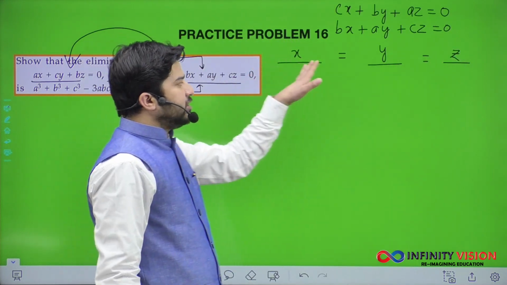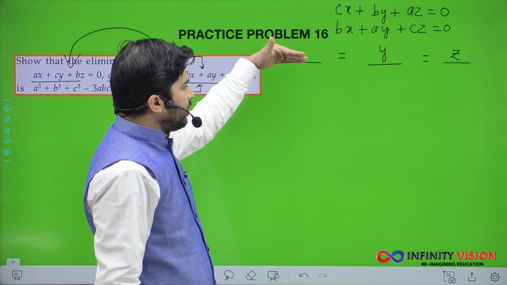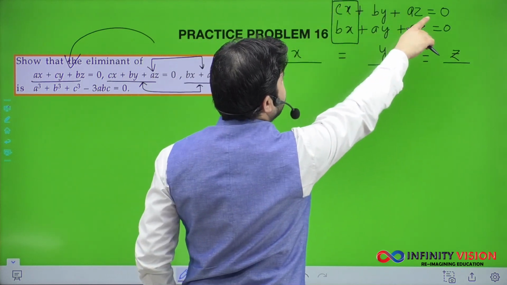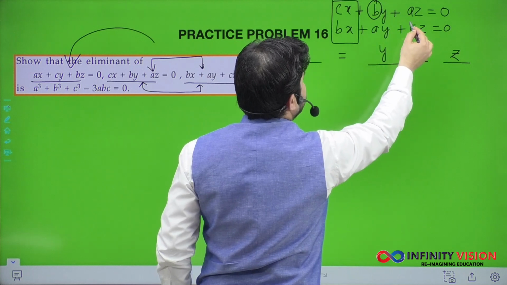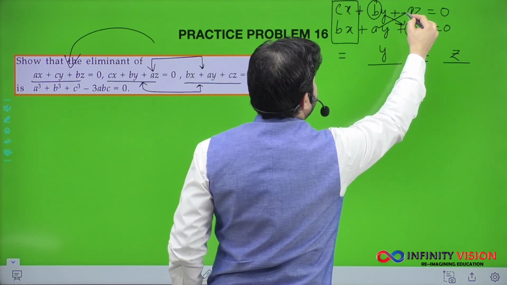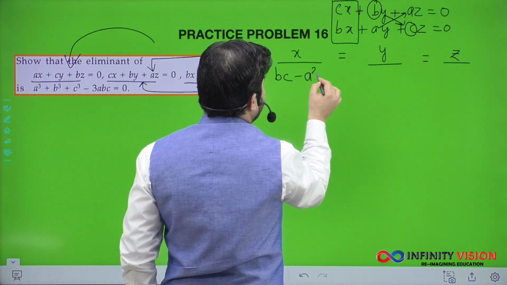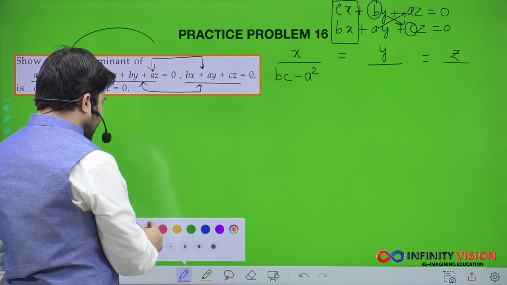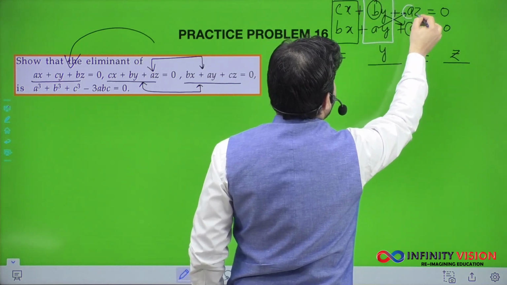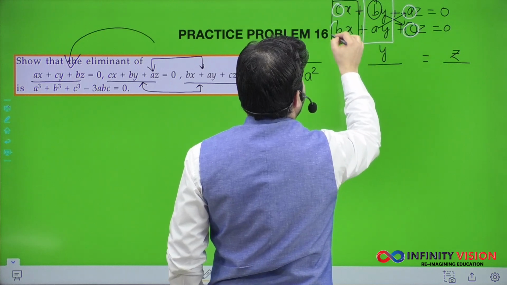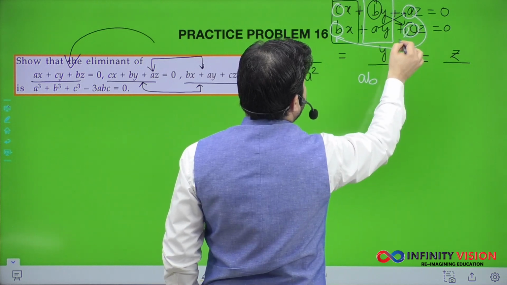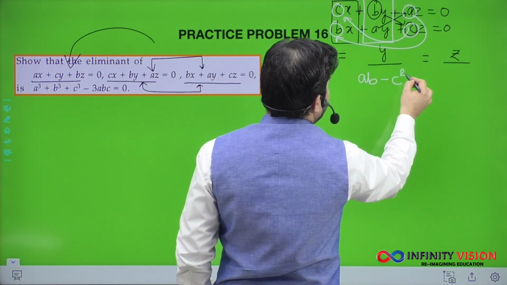Now, the constant which you have to write below x, you have to hide these two terms, and then you have to see what constants you have. You have b here and c here. So you multiply b into c, that is going to be bc, and minus a square. Now when you are going to write the constant below y, you're going to hide y here. You see you have a, c, c, b. So a will go with b, so you're going to write ab, and c would go with c, so you're going to write minus c square.